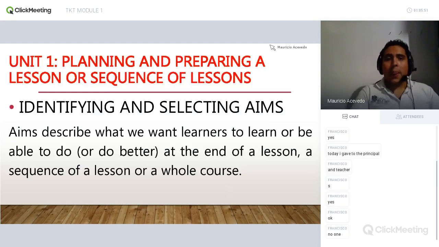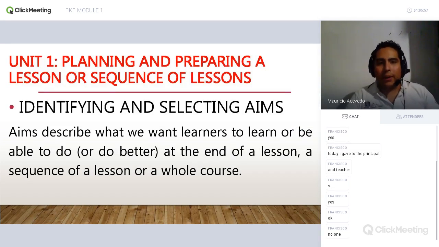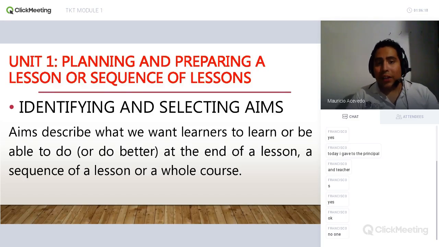But now let's start with number one. Planning. Unit one is called Planning and Preparing a Lesson or Sequence of Lessons. And the first thing that we need to know when planning is to identify and select aims. Okay, so what is an aim? Aims describe what we want learners to learn or be able to do or do better at the end of a lesson, a sequence of a lesson, or a whole course.